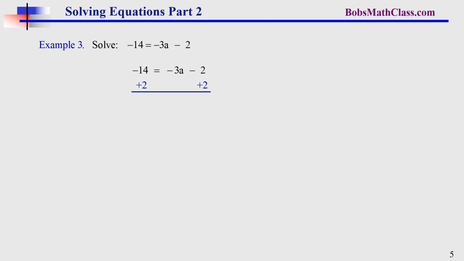On the right-hand side, the 2's will cancel. Minus 2 plus 2 is 0. On the left-hand side, negative 14 plus 2 is negative 12. When the signs are different, you subtract and keep the sign of the larger. When the signs are the same, you add and keep the signs. Okay, so on the left-hand side, negative 14 plus 2 is negative 12.